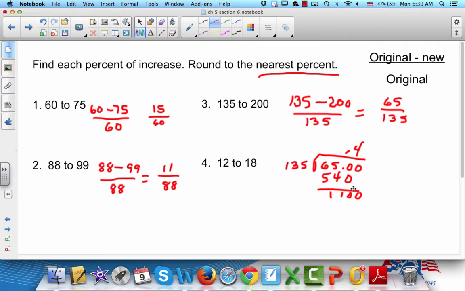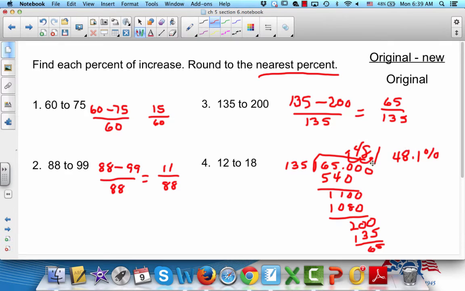135 goes into that 8 times. 8 times 135 is 1080, with 220 left over, bring down another 0. 135 goes into 2010 1 time, and that gives us 135 with 65 left over. We move the decimal over 2 places.